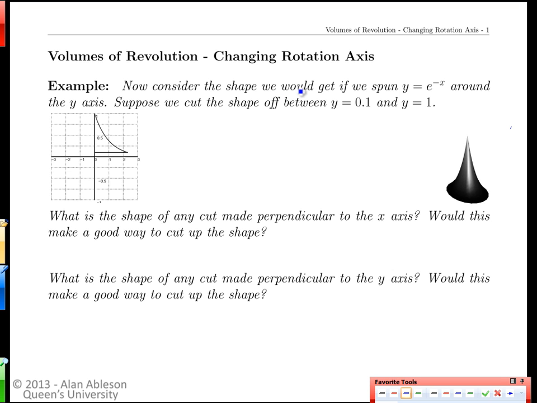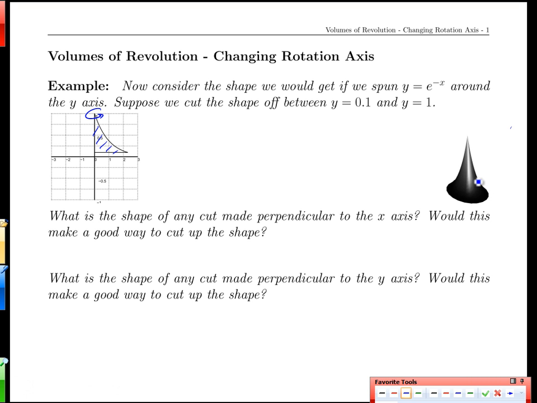In this next example, we consider slicing a shape again, but using a different axis of rotation. So we're going to stick with our y equals e to the negative x graph, the exponential decay graph, but this time we're going to spin it around the y-axis. So imagine this area being spun in 3 dimensions to obtain a cone again, but it'll be a different cone than the one we saw in the previous example. It'll have a peak at the top and then spin out and flare out this way.